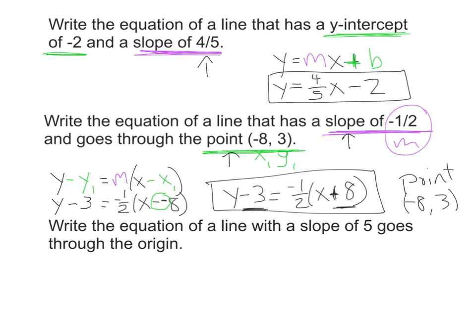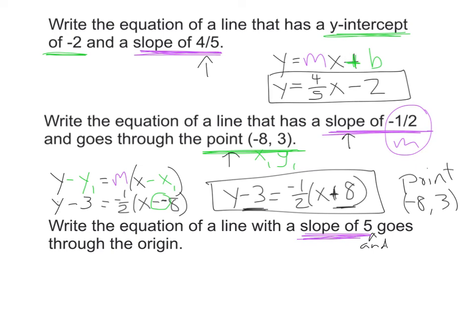All right, one last one. This one, I mixed it up a little bit. It says write the equation of a line with a slope of 5 and goes through the origin. All right, so this time I'm not telling you a y-intercept or a point in a straightforward manner. I still have the slope of 5, but I don't have a y-intercept listed and I don't have a point listed. Well, here's the thing.